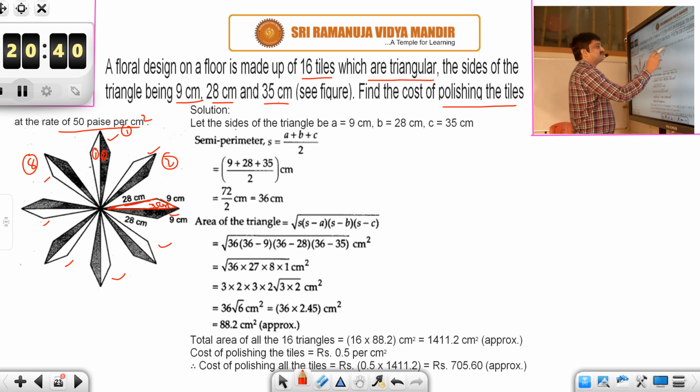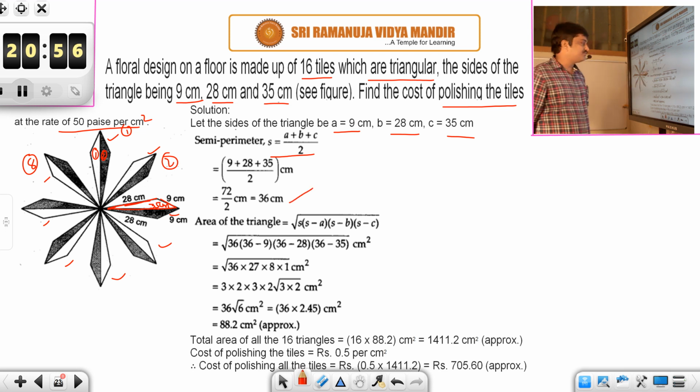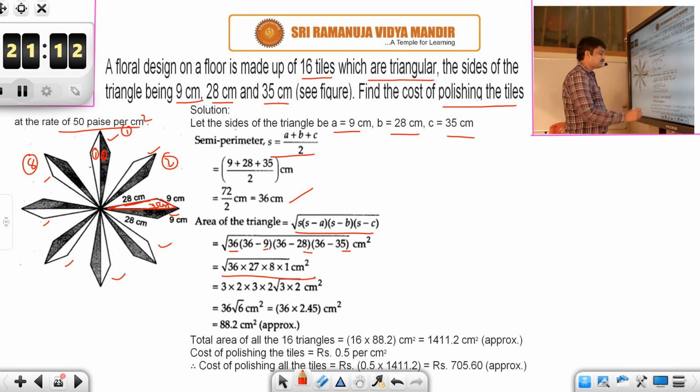So given, let the sides of the triangle be A, B, C. A is given as 9 centimeters, B 28 centimeters and C 35 centimeters. Now the semi perimeter we will calculate by A plus B plus C by 2. So you will get 72 by 2, that is 36 centimeters. Now using Heron's formula, we can calculate the area of the triangle as square root of S into S minus A into S minus B into S minus C. Okay, so plug in the values we found for S and the given values A, B, C, and simplify this. You will get approximately 36 root 6. Okay, so this is the answer.